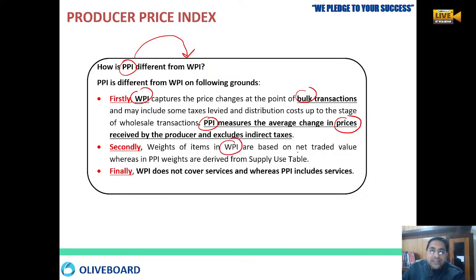WPI items weight is based on the net traded volume. Okay, and PPI is based on the supply use table. Okay, WPI doesn't have services, PPI has services in there.